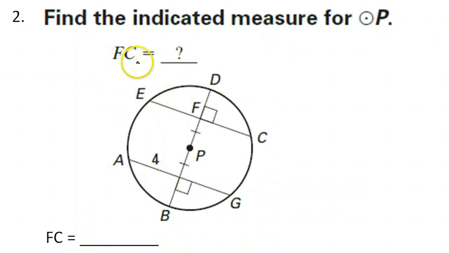Okay, FC, when you see two letters together with no symbols or anything, it means distance. The distance from F to C. In other words, it means the length of segment FC. So that's what we're supposed to find.